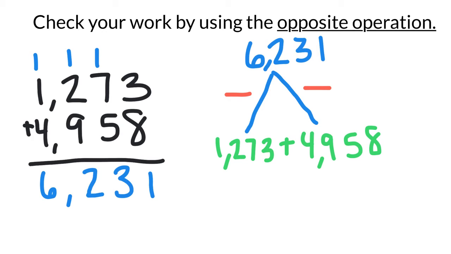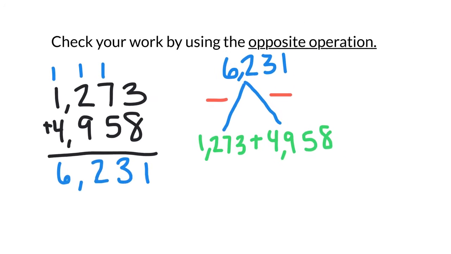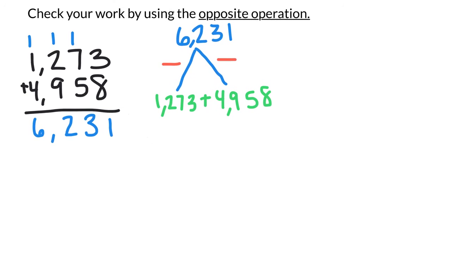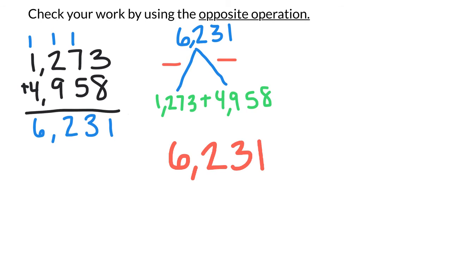All right, let's first take the work that we did so far and make it smaller. Just put it over here. Okay, so now we're going to continue and try to check our work using the opposite operation. So I can start with my answer, 6,231, and if I subtract one of the numbers from the bottom of my mountain, I should get the other number from the bottom of my mountain.